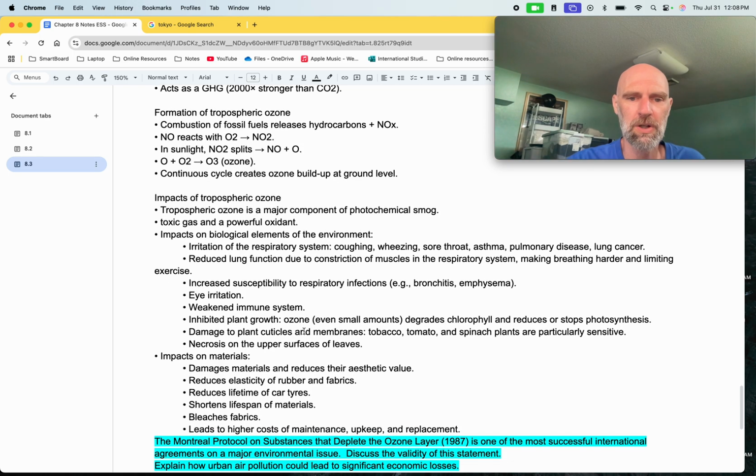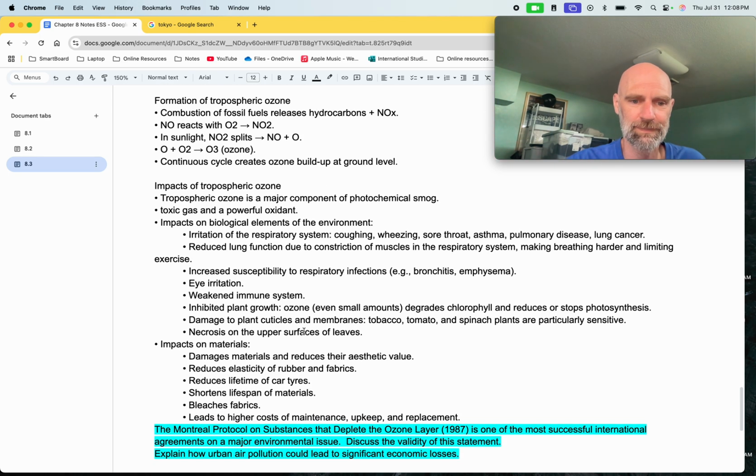So, impact on materials. Damages to materials and reduces their aesthetic value.